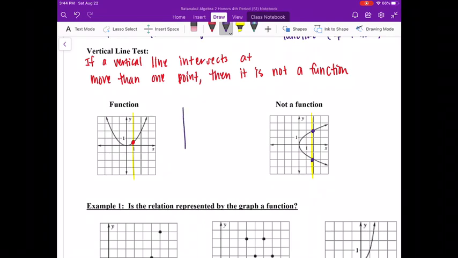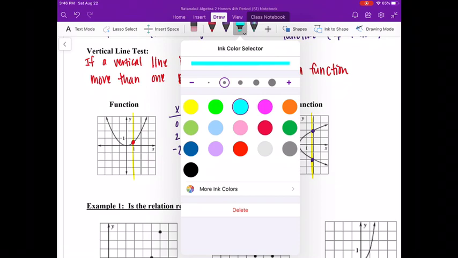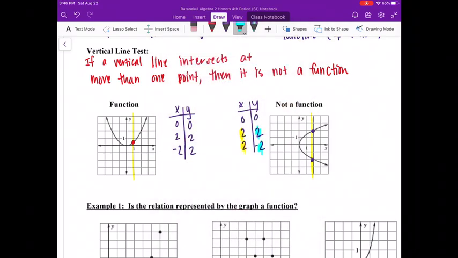You could also write out a table of values and notice that on this first graph, we don't have any x's repeating. But on the second graph, we see that we have a point at 2, 2, as well as 2, -2. So because you have the same x with different y's, this is not a function.